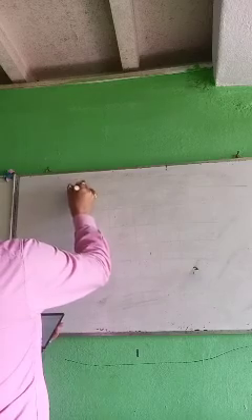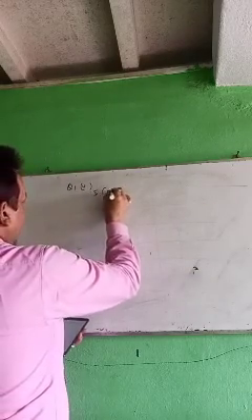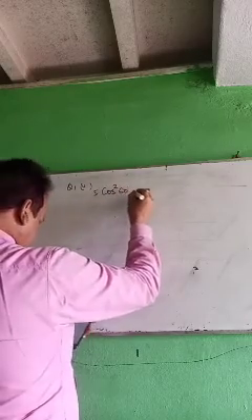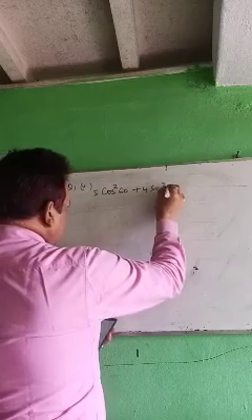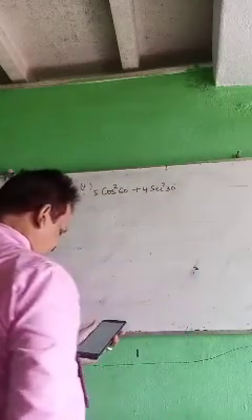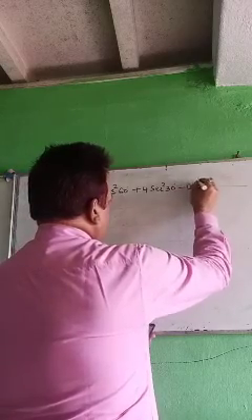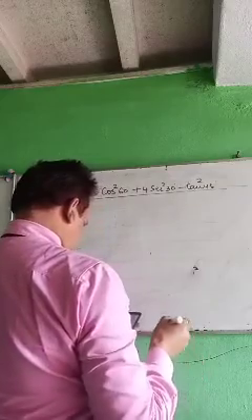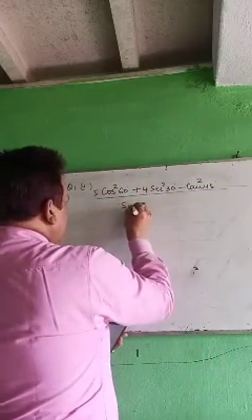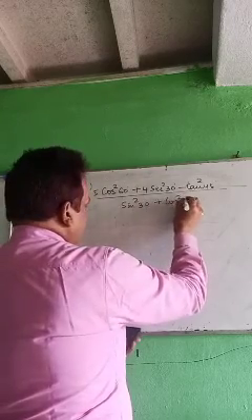5 cos square 60 plus 4 sec square 30 minus tan square 45, divided by sin square 30 plus cos square 30.